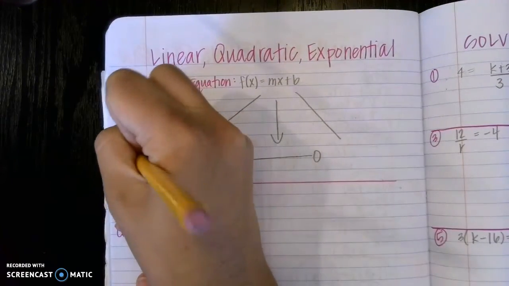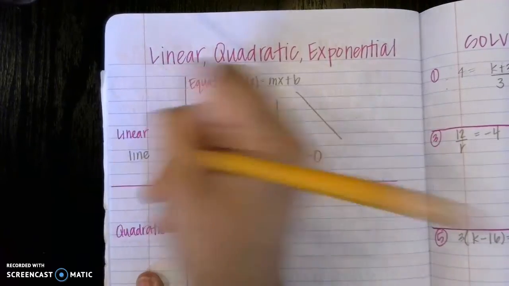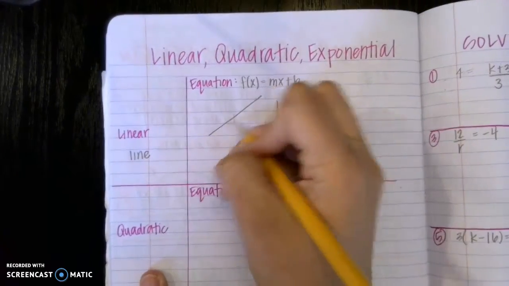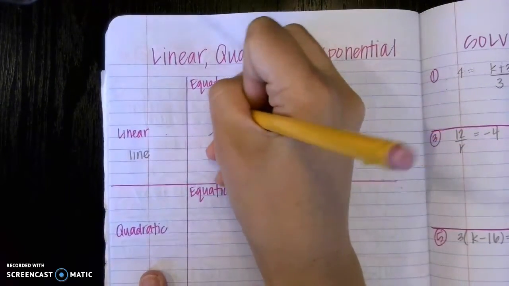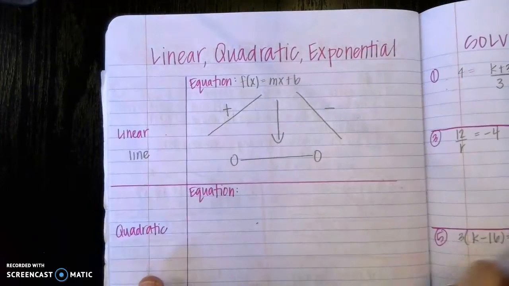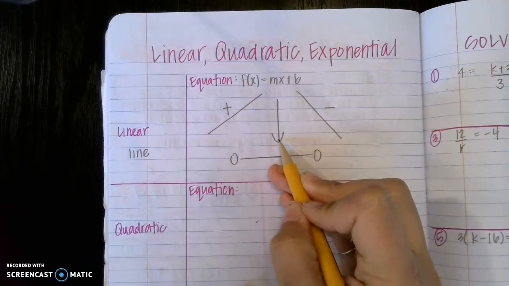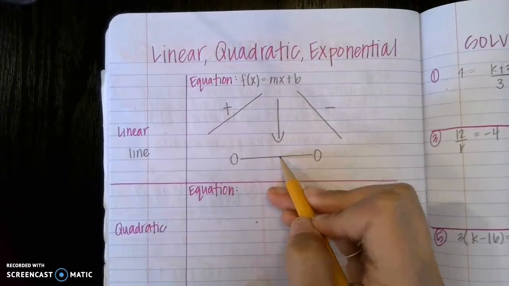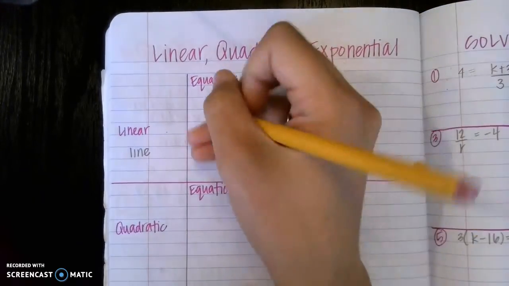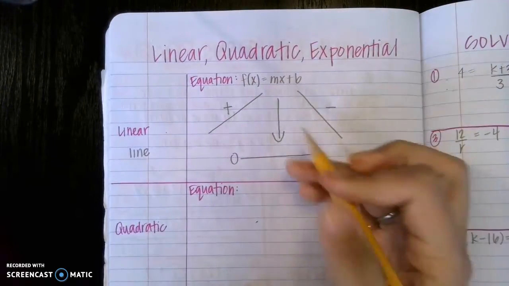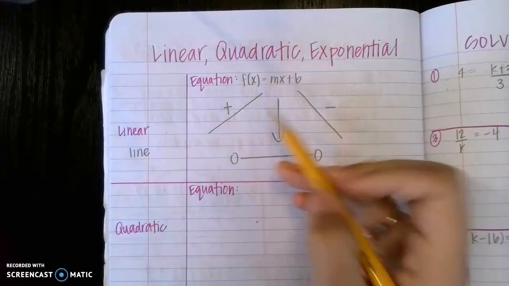And a linear equation forms a line, a straight line. This would be a positive slope. This is going to be a negative slope. An undefined slope is a vertical line going up and down, and 0 slope is a horizontal line. So anything that forms a linear equation is going to be in the shape of a line.